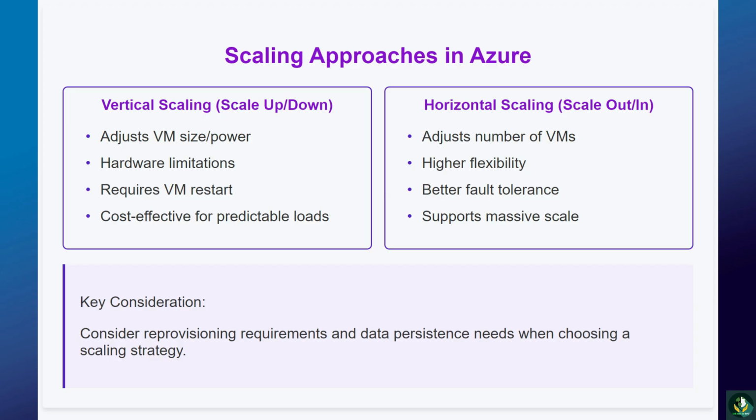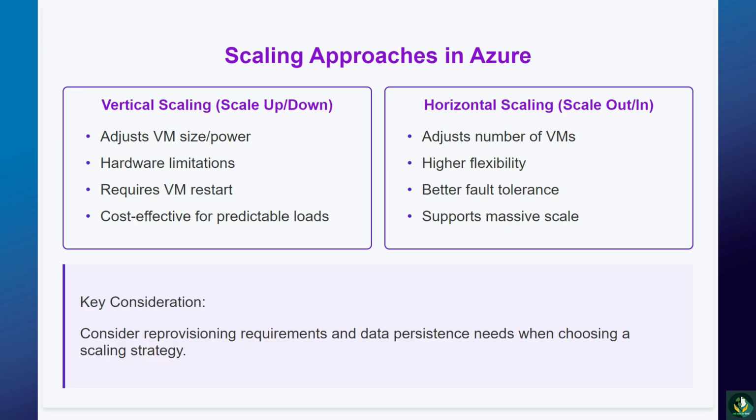When choosing between vertical and horizontal scaling, consider these factors. Response time requirements. Vertical scaling might be faster for immediate resource needs. Horizontal scaling provides better long-term flexibility. Cost considerations. Vertical scaling might be more cost-effective for predictable workloads. Horizontal scaling offers better cost optimization for variable loads.